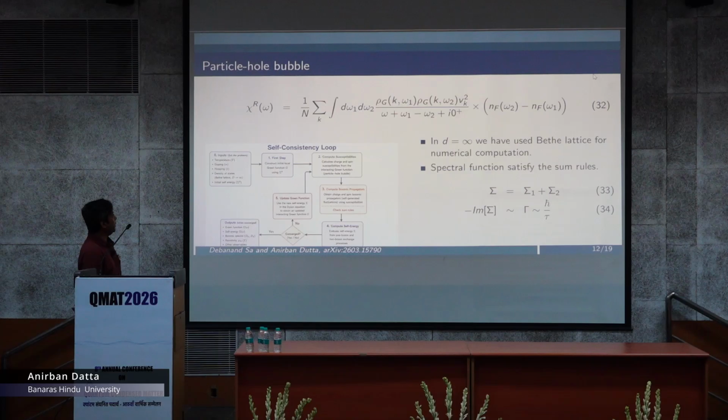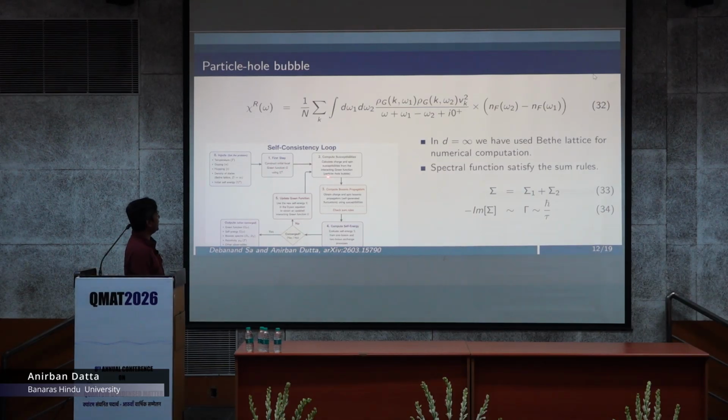Now once we know this, we can see that these are fermionic spectral functions which are appearing, so we can solve it self-consistently. We start with some initial guess value of doping, hopping strength, and density of states. We are doing this calculation at d equal to infinity, so we have used the Bethe lattice for the numerical computations, and we started with some initial guess value of the self energy.